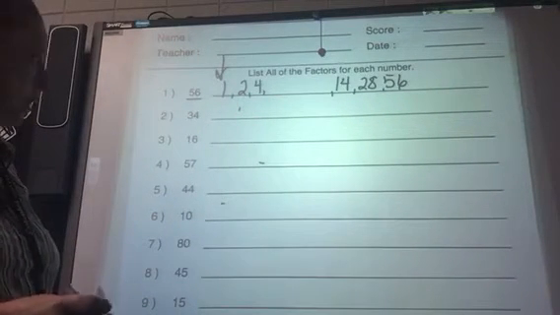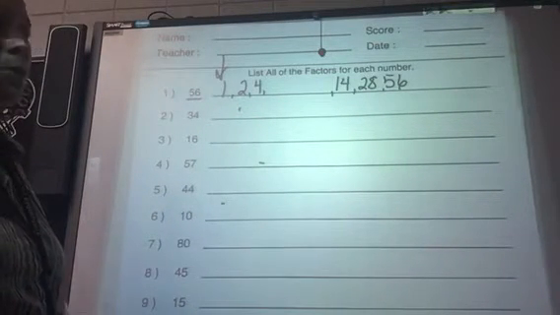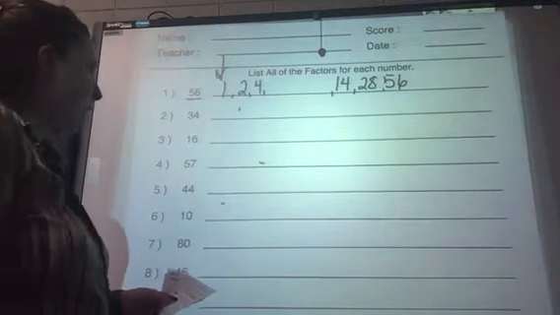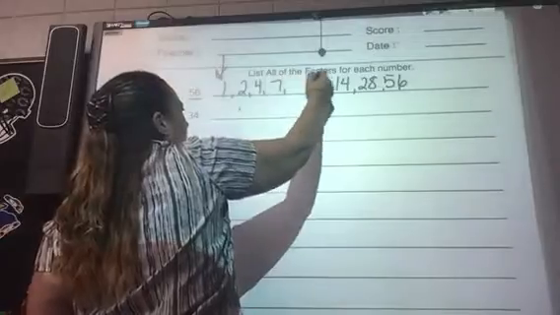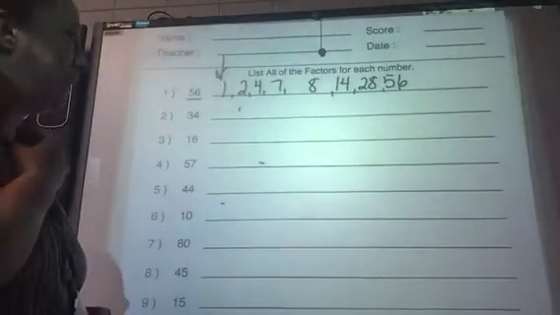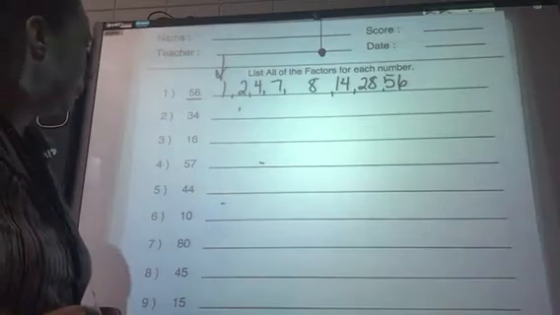Okay? 6. 6 will not, because I know that 6 times 9 is 54. That's too close. And then we have 7 times 8. And you know you're done because those numbers go back to back. 7 and 8 go back to back, so that tells you you're done.